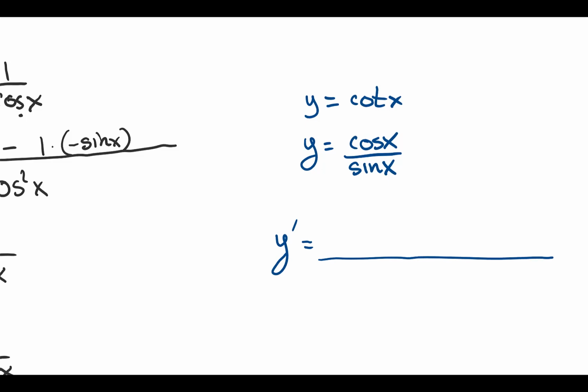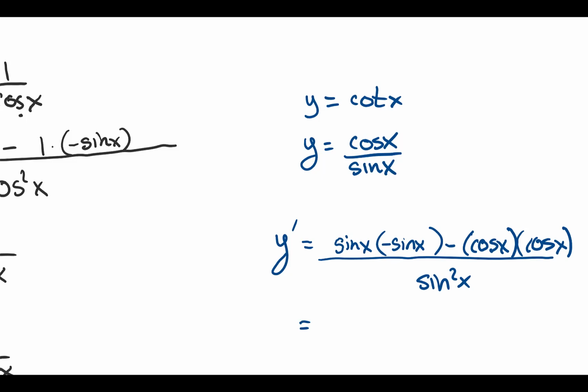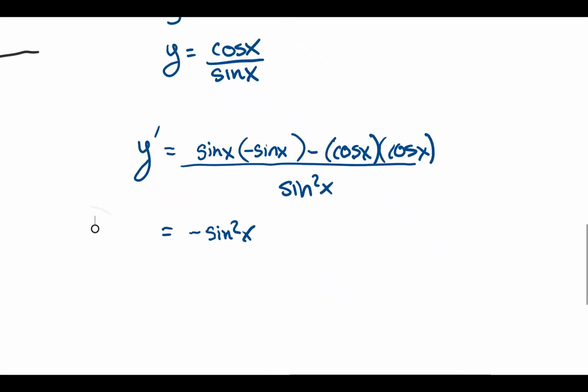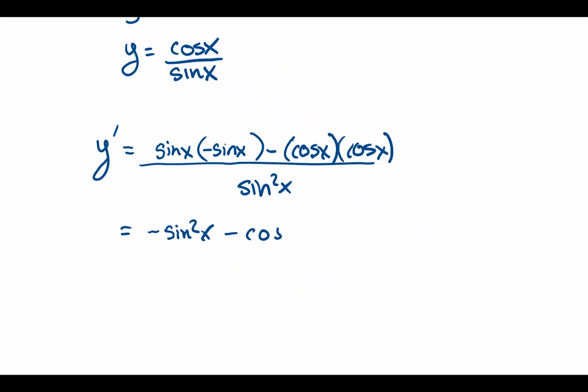Here we go. Low times the derivative of high. What's the derivative of cosine? Negative sine. Minus high times the derivative of low. The derivative of sine is cosine. Square the bottom. It's sine squared of x. So let's clean it. We got sine times negative sine. That's negative sine squared of x. Minus cosine squared of x.